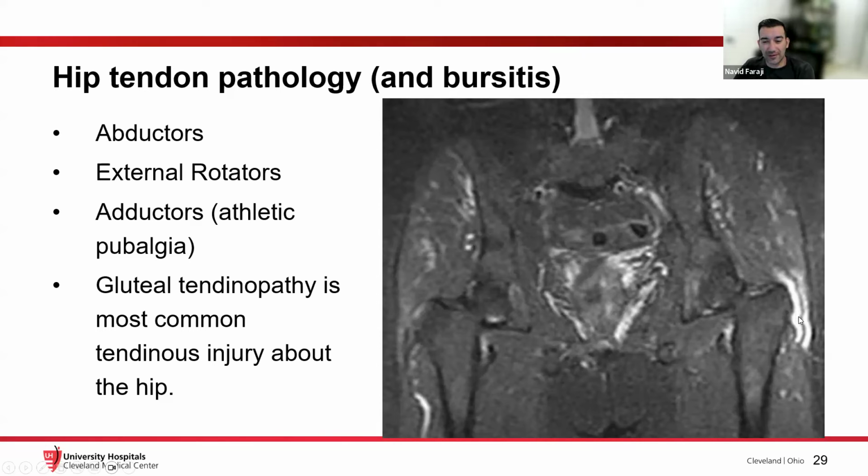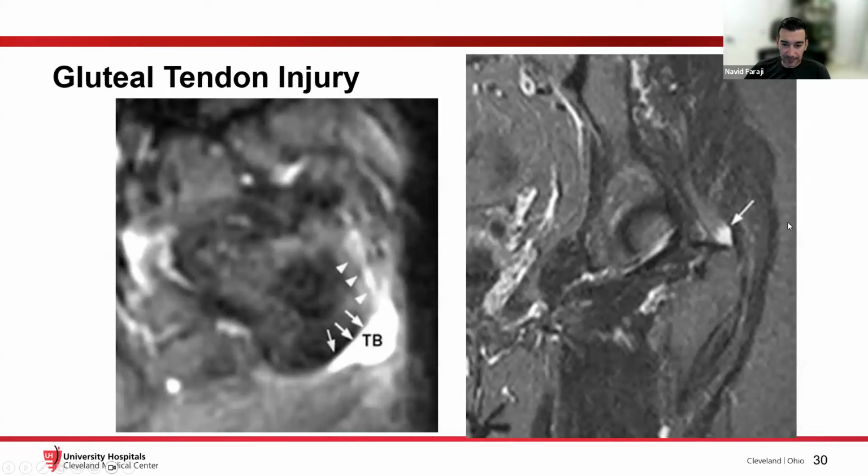But the point of this case is that we see fluid signal intensity here on the left, adjacent to the greater trochanter, which can be seen in the setting of trochanteric bursitis, which commonly goes hand in hand with abductor pathology, gluteus minimus or medius tendon pathology or tears. So you'd want to scrutinize those things. Other tendon pathology we can talk about are the adductors in the setting of athletic pubalgia. And we talked a little bit already about gluteal tendinopathy being the most common injury about the hip.